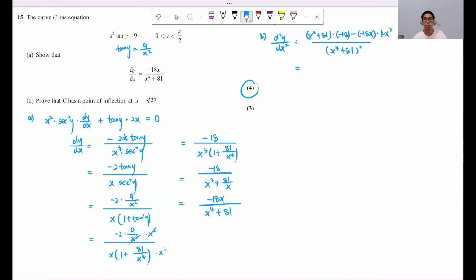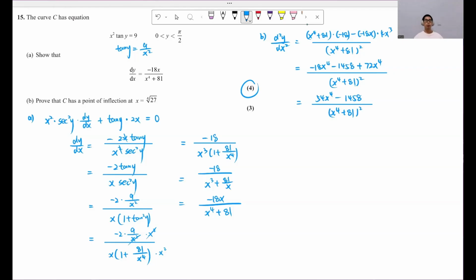So then simplify this, expand it out, it will be negative 18x power 4. And then 81 times negative 18, that would be negative 1,458. And then the negative will make it positive. That would be positive 18 times 4, which is 72 x power 4. And then all divided by x power 4 plus 81 squared. So then 72 minus 18 is equal to 54. So 54 x power 4 minus 1458 over x power 4 plus 81 whole squared.